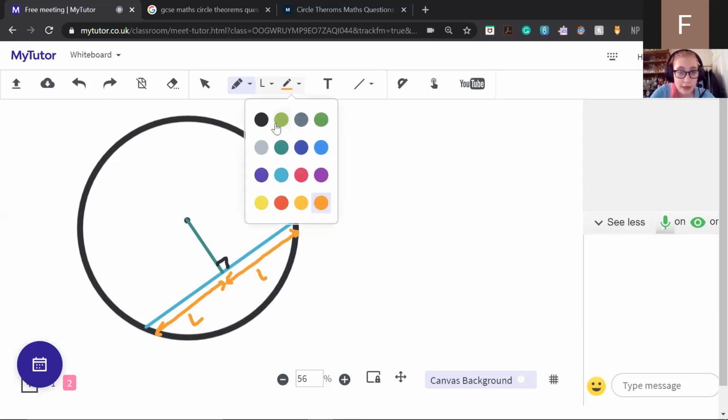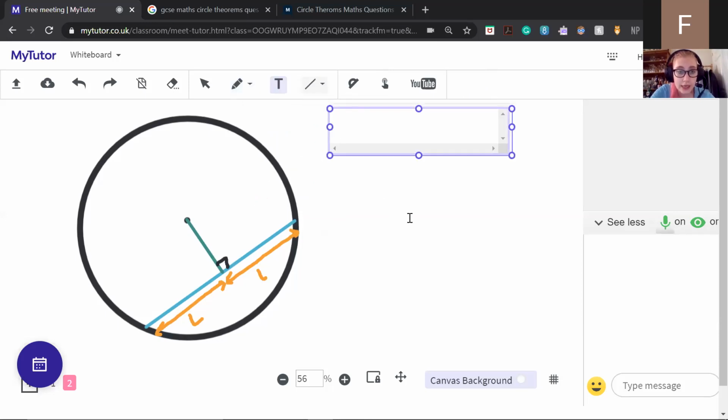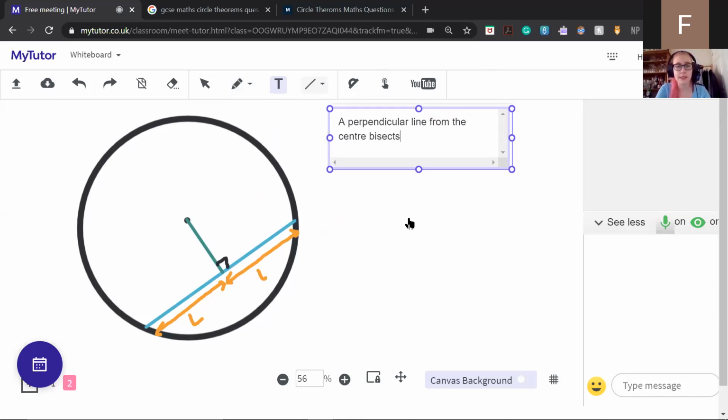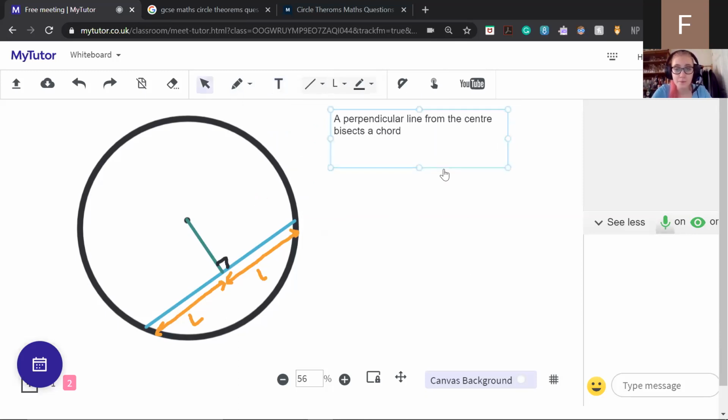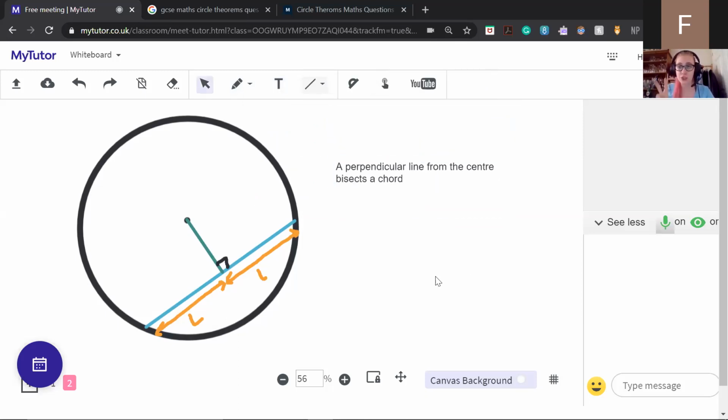And the proper wording for this one is: a perpendicular line from the center bisects a chord. Because bisects, bi means two, so it splits it into two equal parts, basically.